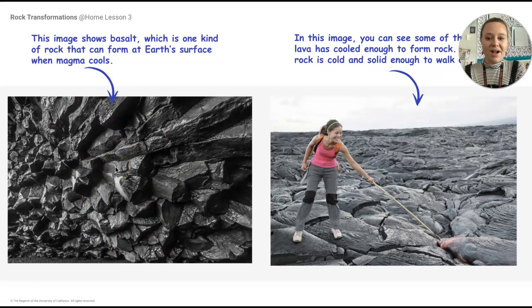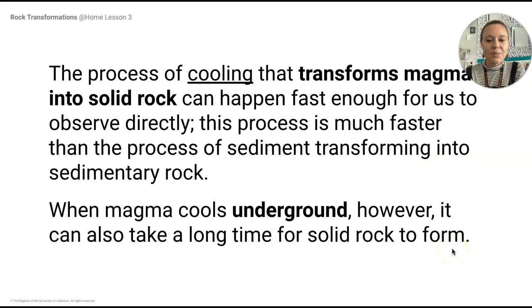So when magma cools at the Earth's surface. And over here we can see what this looks like as it's cooling, when it's kind of solid enough for us to stand on, but it's not completely solid. So you can see here she's kind of poking at that, and it's a little bit of a soft solid still underneath that. So the process of cooling is transforming magma into a solid rock, and it happens when the magma cools off, so that's something that we can watch in real time.